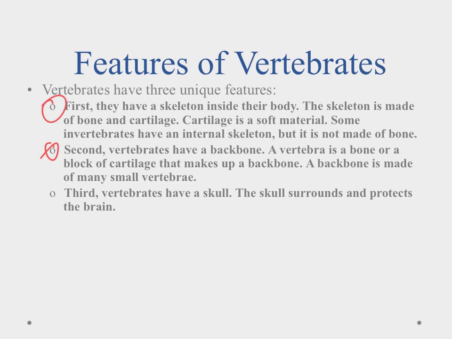Second, the vertebrates have a backbone, and a vertebra is a bone or a block of cartilage that makes up the backbone, and that's how we get the name vertebrates. And then third, the vertebrates all have a skull, and the skull surrounds and protects the brain. So we're going to see a little bit of a larger brain that's going to need that protection of a skull, and then that's going to run down into the backbone, and the backbone is going to protect our spinal cord.